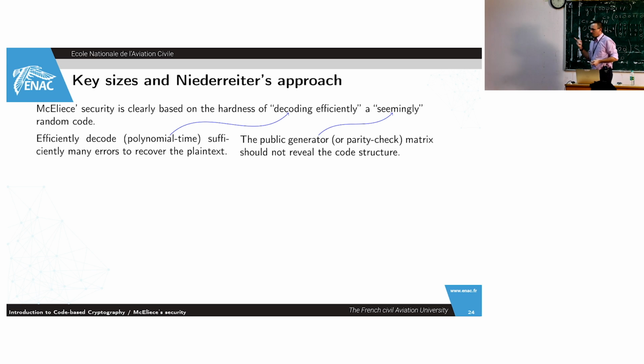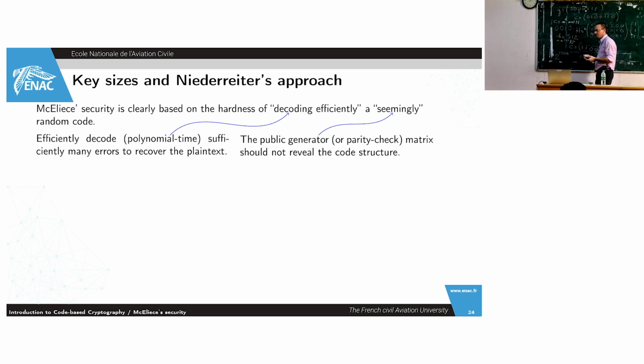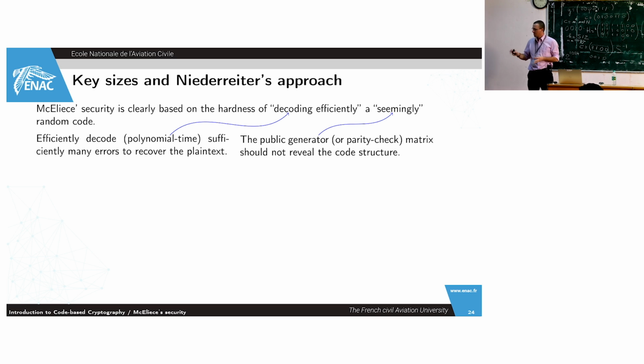And by the way, I think I will spend a bit more time on this approach. We have a quite nice way to immediately shrink the key size of McEliece. It's to use Niederreiter's approach. And I will spend a few more minutes on this.